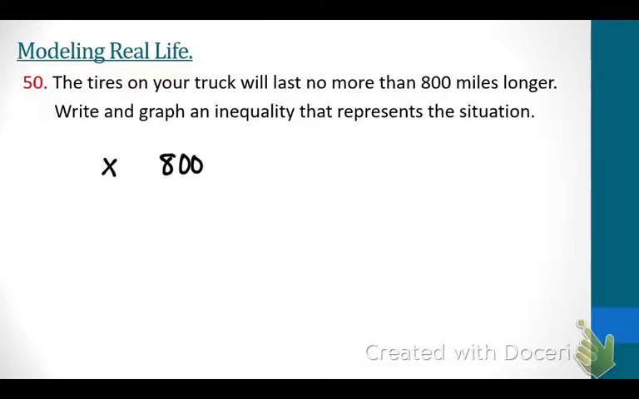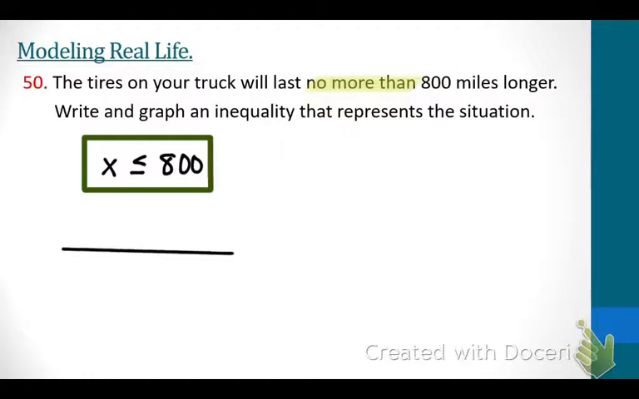So you want to focus on this. It says it will last no more than. That means not more than. So if it's not more than, it has to be less than. And then the question is, if it says it won't last more than 800 miles longer, could it last exactly 800 miles longer? So what else do I need to put there? An equal sign. All right, Angeline, if you would, go ahead and graph this for us, please.